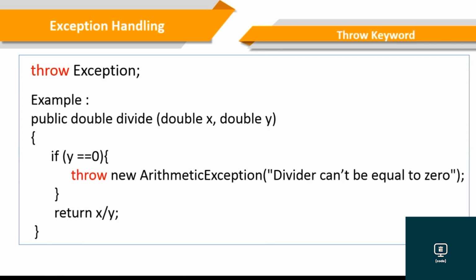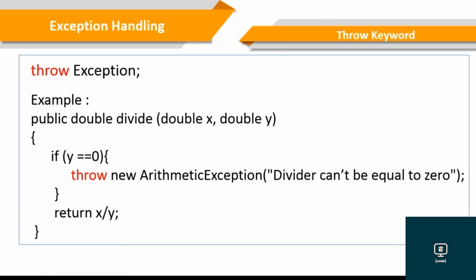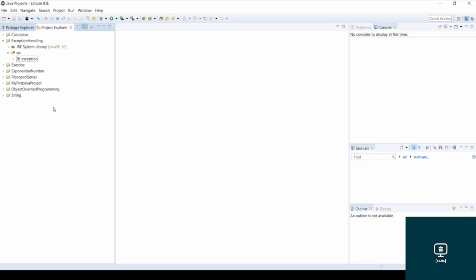So what you see here is a divide method that returns a double value in this slide. Now, in the method, because we can't divide a number by 0, we'll add throw arithmetic exception and pass a single string constructor parameter, which is the exception message divider cannot be equal to 0. So in our program, we can handle this exception by using our try-catch block. So why don't we do an example with the throw keyword?